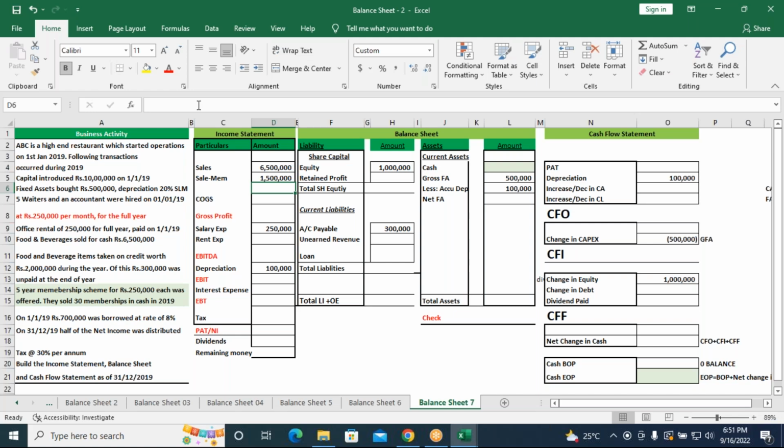Ma'am, where is the office rental being shown? So office rent, yeah, here it is. Office rent 2,50,000 for the full year, so office rent should be shown here. It is equal to 2,50,000. So 2,50,000 rupees we have paid, on 1/1/2019 only. So we are showing the rent expenses here. Then do we have to show the rent anywhere else? No, only in the income statement we are showing the rent.